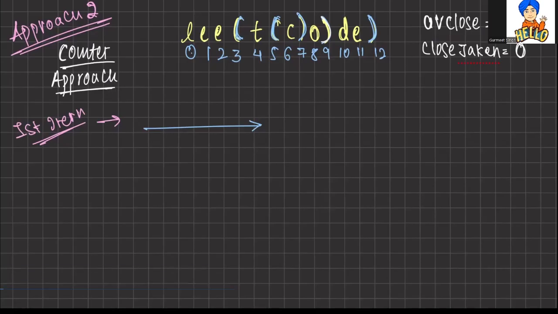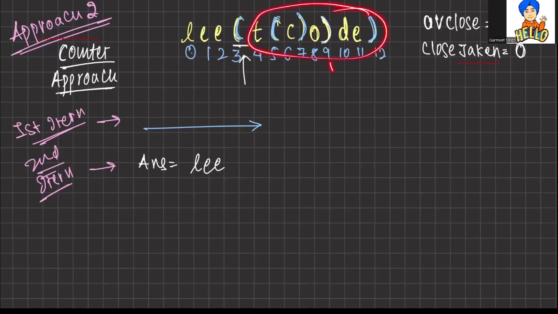So let's understand the second iteration, and how it will help us. In the second iteration, let's create an answer string, and whenever a lowercase character comes, just add it simply. Now the opening parenthesis came. Whenever there is an opening parenthesis, what does it want? It wants a closing parenthesis ahead, right?